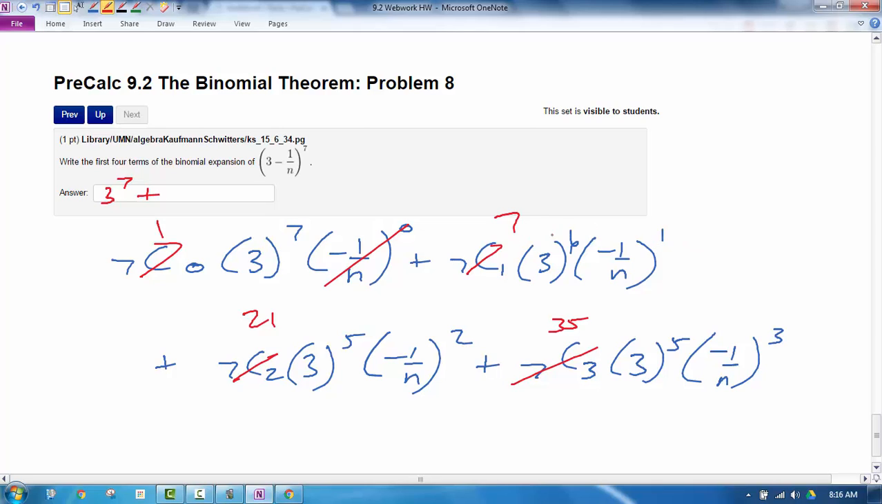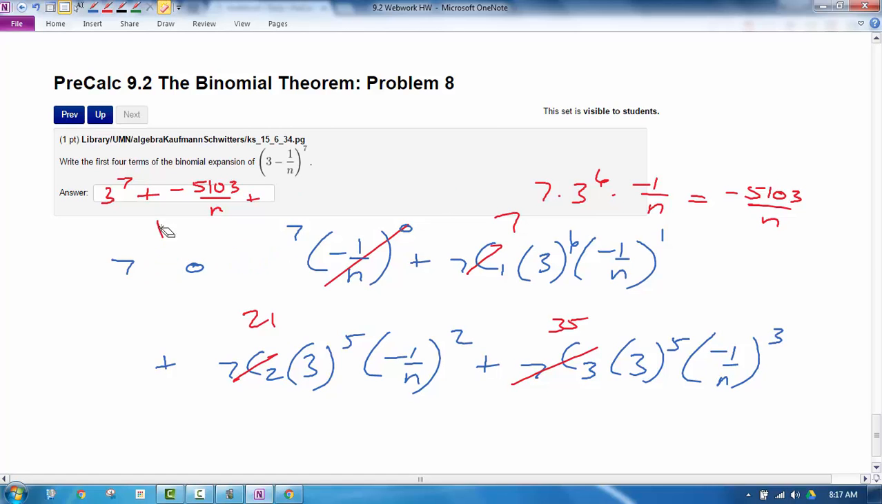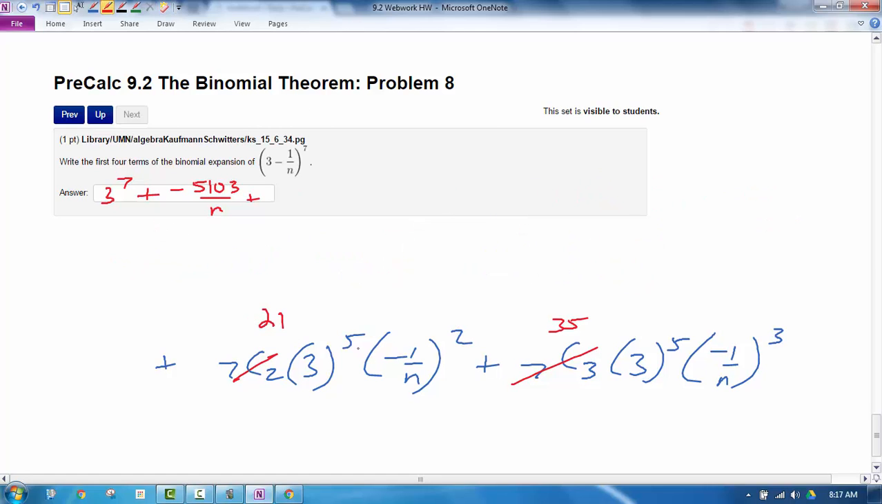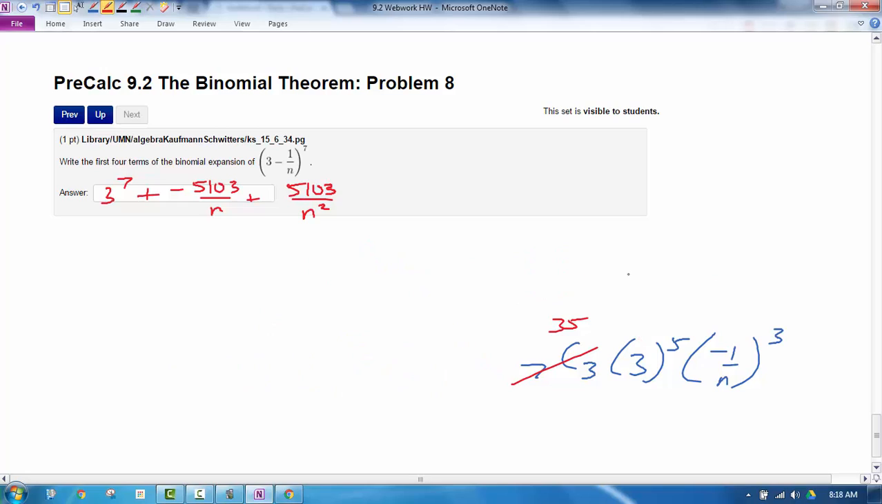It probably doesn't matter. Next one simplifies to 7 times 3 to the 6th power times negative 1 over n, which you could probably simplify a little bit to negative 5,103 over n if you want. So that takes care of the first 2. Let me get rid of those. Now we have these last 2 here. So we have 21 times 3 to the 5th times, this is going to be a positive 1 over n squared, which I guess I could simplify a little to 5,103 over n squared.